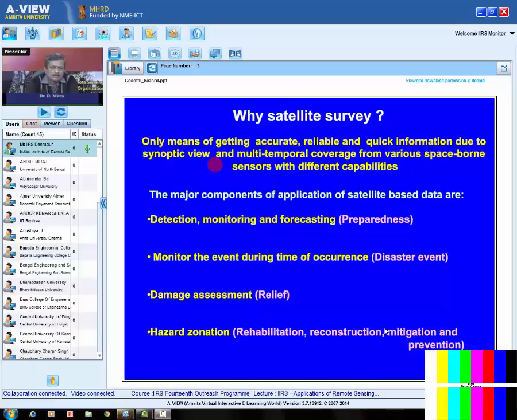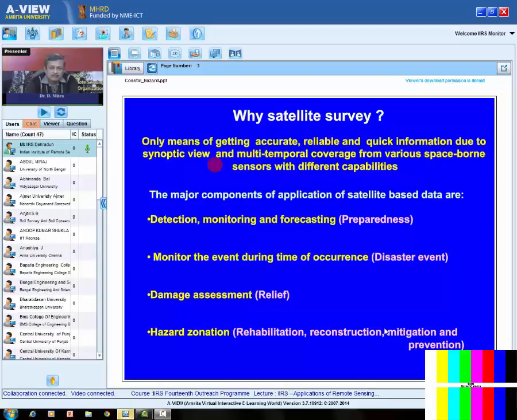Once you assess the damage, the total amount of damage that has happened and the areas where maximum damage has happened, satellite data is also used for hazard zonation. Hazard zonation is very important once the damage is over, like when there is an earthquake, such as the Bhuj earthquake in the Gulf of Kutch area earlier. Those zonation or landslide zonation maps are very important for rehabilitation purposes. Once houses are destroyed, once people have been affected, then you have to rehabilitate them.